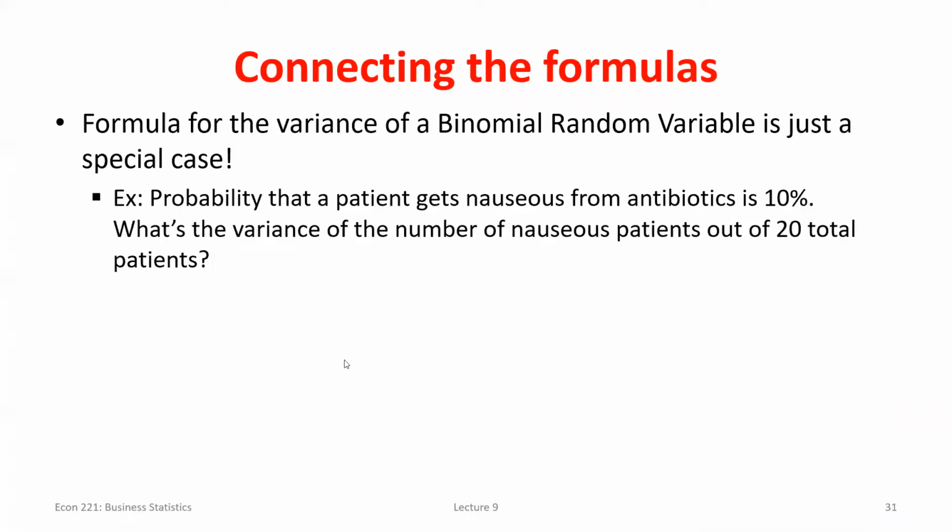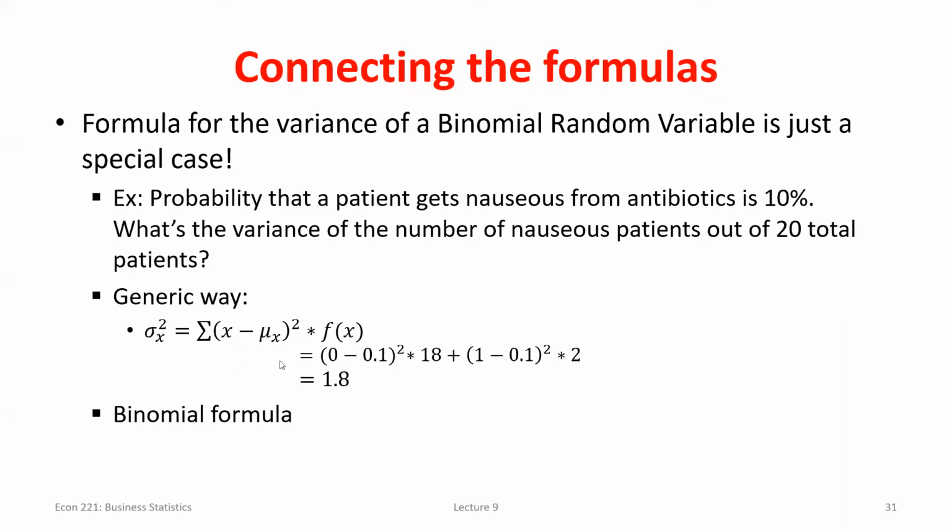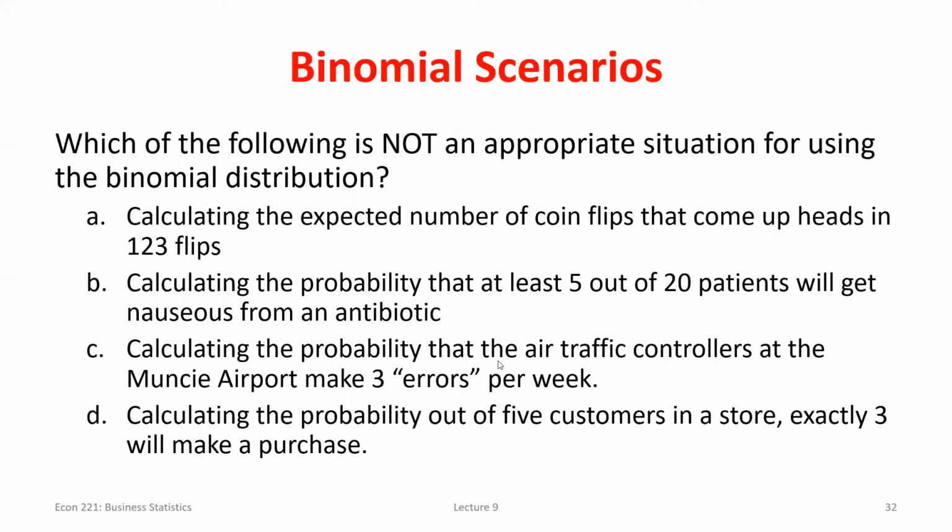Same thing for the variance. We could treat this as a regular discrete random variable. We'd find a variance of 1.8. But if we use this simplified formula, it's a lot easier to get there, right? So I'm not going to worry too much about these. This is something I wanted to mention.